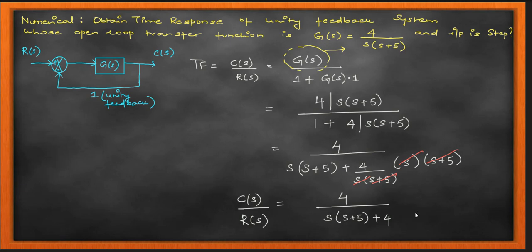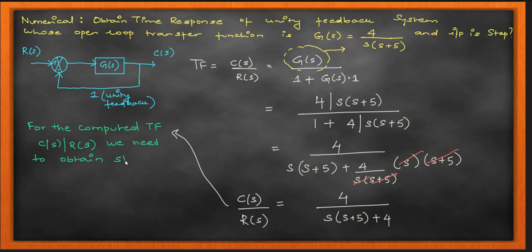Now what you have to find is the step response. See the last part of the question. Your input is a step signal. So when your input is a step signal, you have to find the step response. And how do you find the step response? Yes, you guessed it right. Put R of s equal to 1 by s. So that is what I'm going to do here. I am going to put my R of s equal to 1 by s.